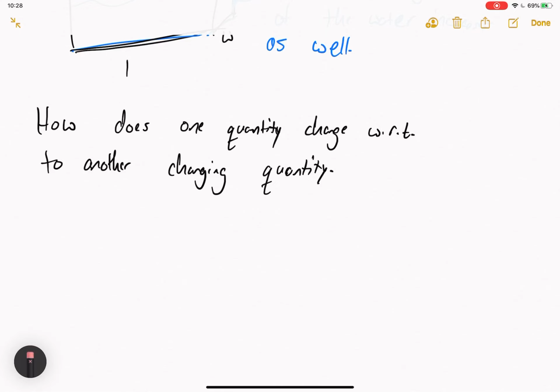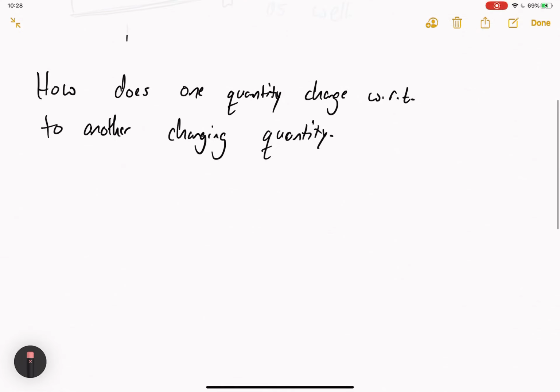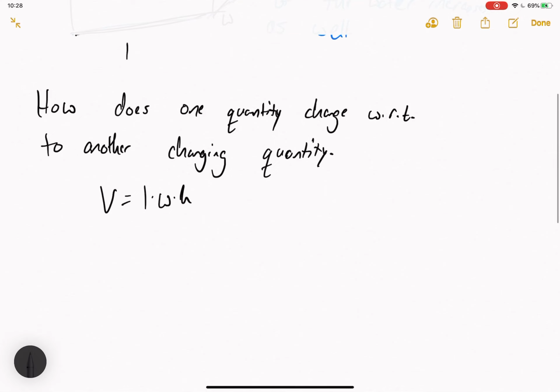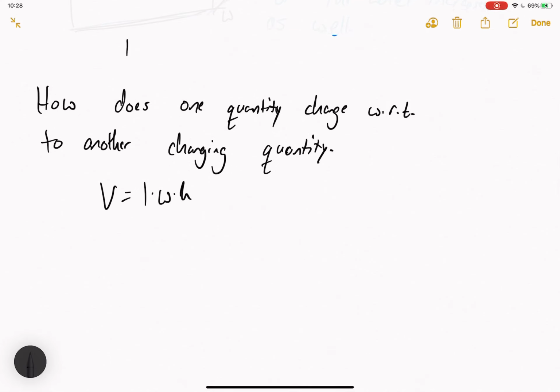So our goal is to find a relation that connects these two quantities. We want to put them in terms of an equation. For us, it will be V, the volume of water, is equal to the length times width times height. And the thing is, when we add water, we add, say, 2 gallons a minute to the pool.